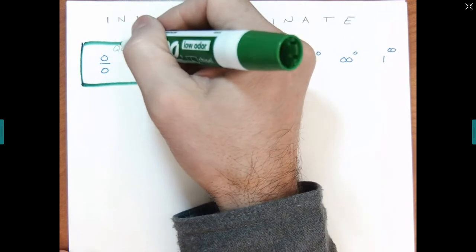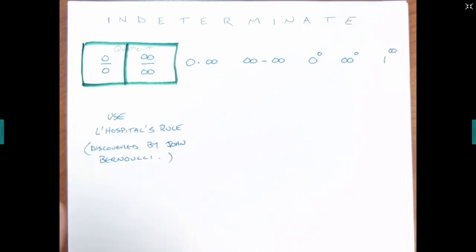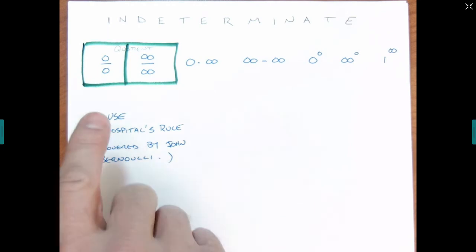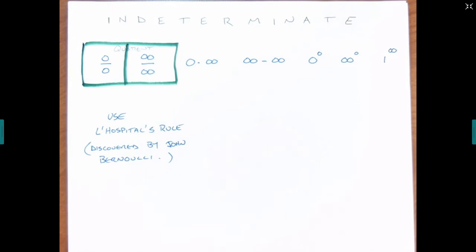And when we have these quotients, when they show up when we're dealing with these indeterminate forms, we can use L'Hopital's rule. To make a little note for yourself, when you have 0 over 0 or infinity over infinity, you have the green light to use L'Hopital's rule, discovered by John Bernoulli.